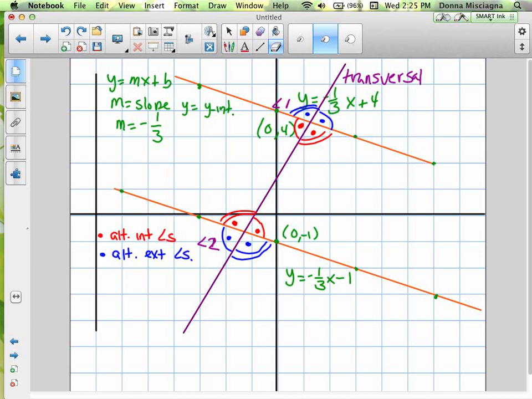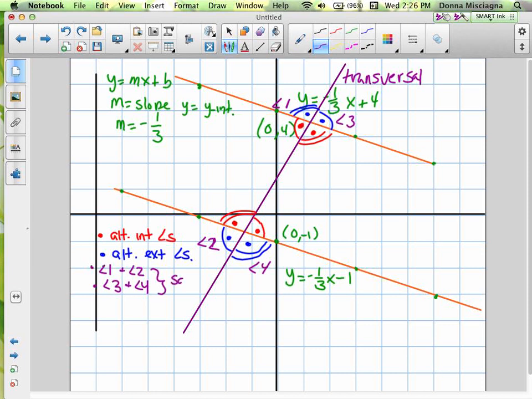And you can number all of them and just list the numbers. I lost my purple. Angle 1 and angle 2. And then we have another pair of same side exterior angles. And that would be angle 3 and angle 4. And those are not congruent, but they are supplementary. Those are the same side exterior angles. We don't really use those too much.